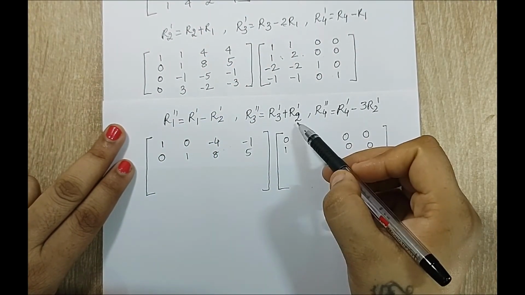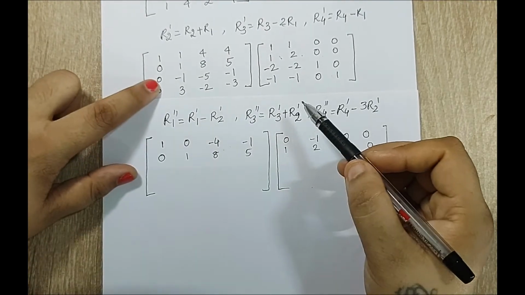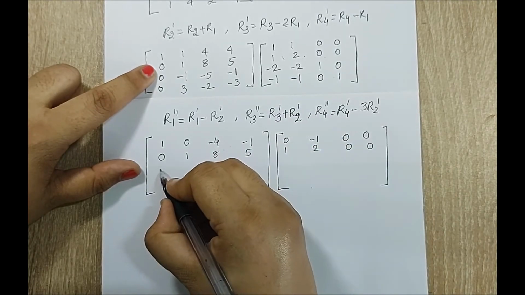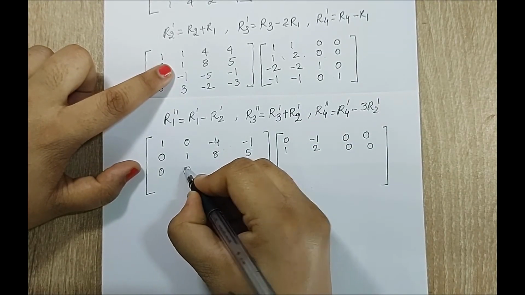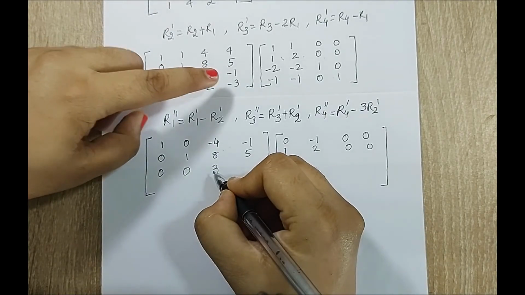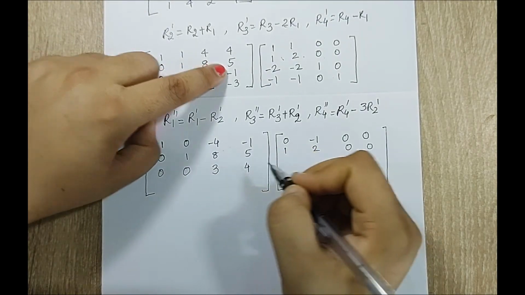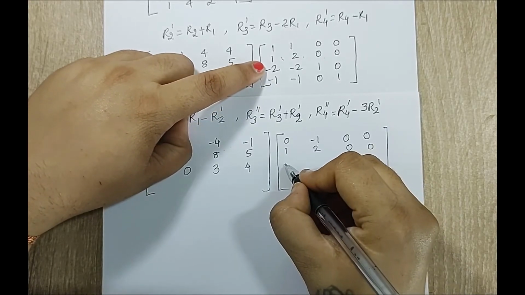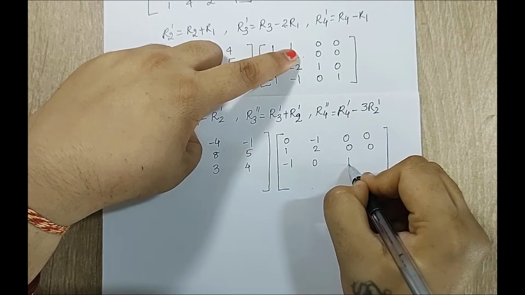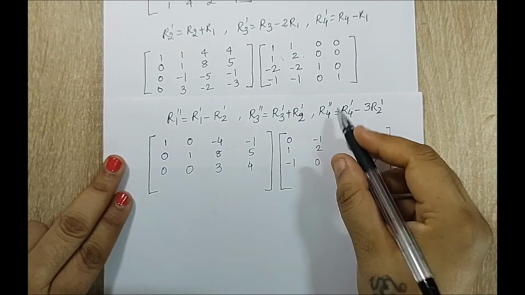Next I'll go towards the third row. This is R3 dash plus R2 dash. So I'm adding this 0 plus 0 over here. Minus 1 and 1, this becomes 0. Minus 5, 8, this becomes 3. Minus 1, 5 becomes 4. Here minus 2, 1 becomes minus 1. Minus 2 and 2 is 0. 1, 0.